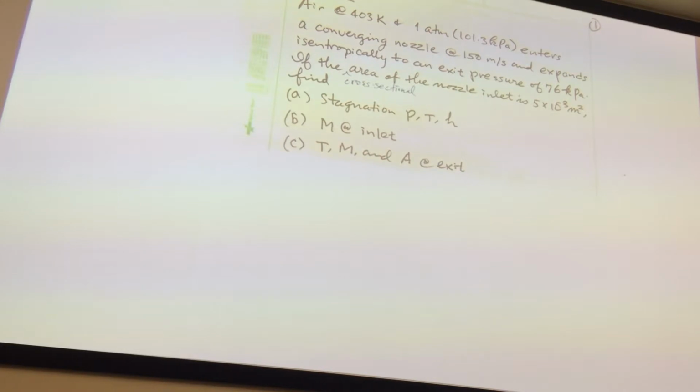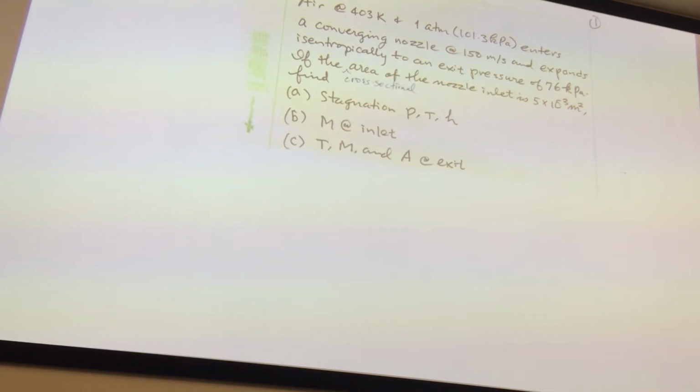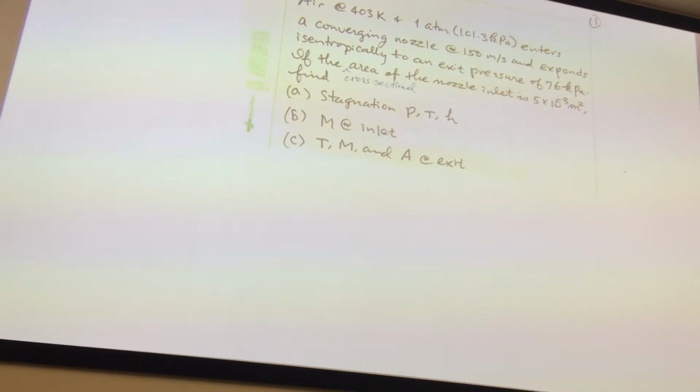Find out the stagnation pressure, temperature, and enthalpy, and find out the Mach number at inlet, and the temperature and Mach number at the cross-sectional area at exit. It all sounds pretty awful at first sight, right?